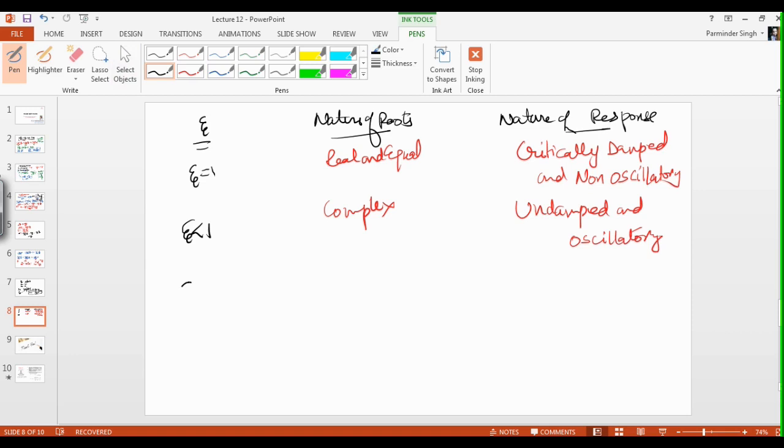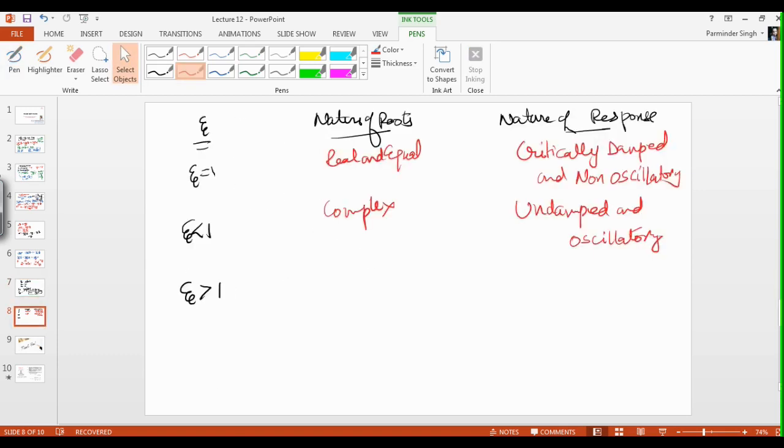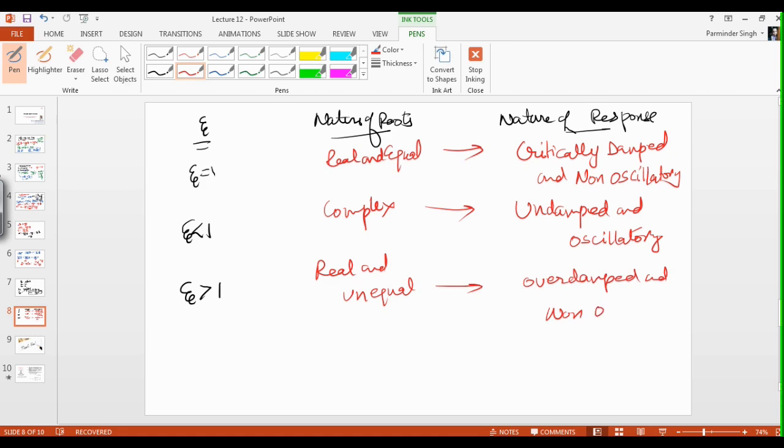Third, if zeta is greater than 1, obviously we'll have two different roots and both will be real. So the nature of the roots is real and unequal, and the nature of the response is overdamped and non-oscillatory. Overdamped and non-oscillatory. Now we'll see what we mean by oscillatory and non-oscillatory.